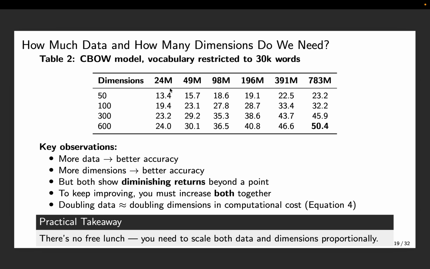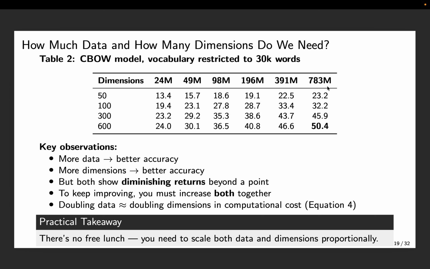The first experiment asks how does accuracy change as we vary the number of training words and the number of dimensions. So this is Table 2 from the paper. Rows are vector dimensions like 50, 300, 600, and columns are the training data size from 24 million to approximately 780 million words, and numbers are accuracy percentage on the word analogy task. Let's read it.